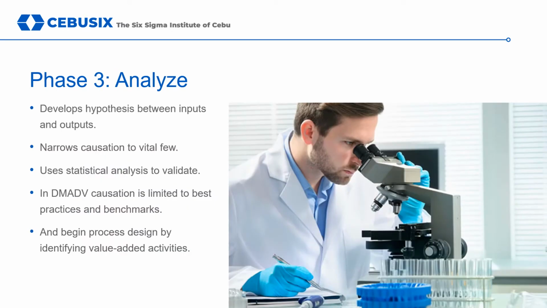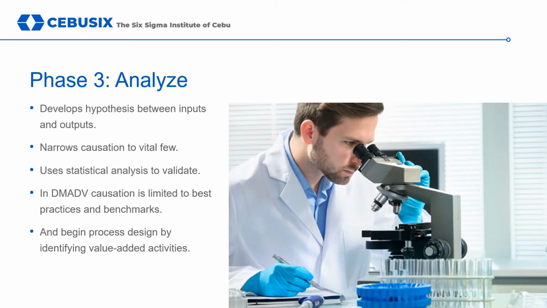During the analyze phase of a DMAIC project, teams develop hypotheses about causal relationships between inputs and outputs, and between X's and Y's. They narrow causation down to the vital few, of course, using methods such as the Pareto principle. And they use statistical analysis and data to validate the hypotheses and assumptions they have made so far. The analyze phase tends to flow into the improve phase in a DMAIC project. Hypothesis testing to validate assumptions and possible solutions might begin in the analyze phase and continue into the improve phase.